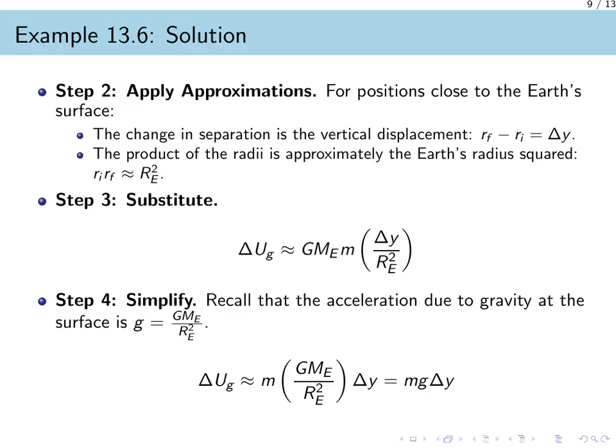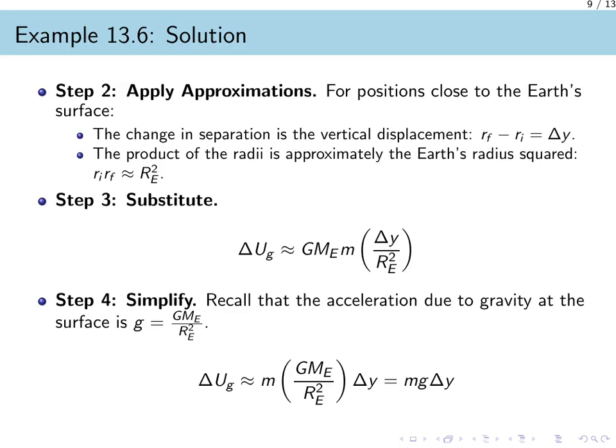Now we will apply 2 key approximations to show how our general potential energy equation simplifies to the familiar one used near the Earth's surface. This is a crucial step that connects the universal law of gravitation to our everyday experience with falling objects. First, for small displacements, the change in radial position, r final minus r initial, is simply the vertical height change, which we call delta y.